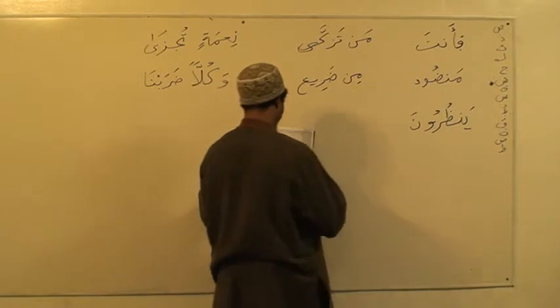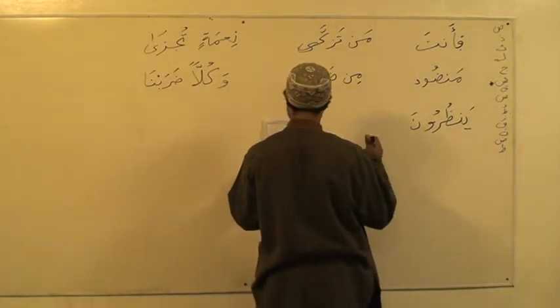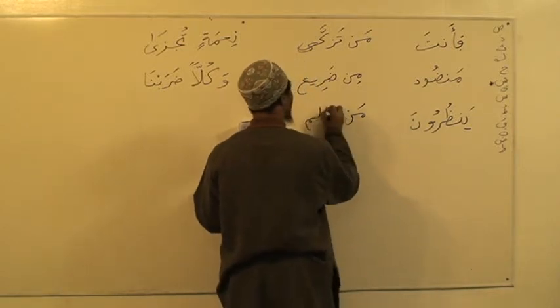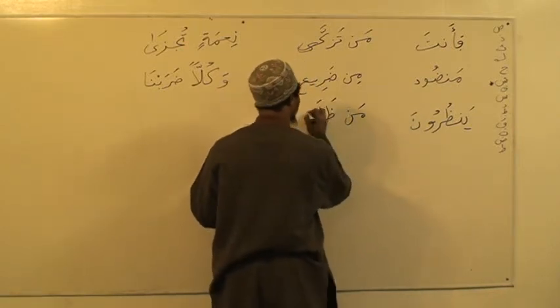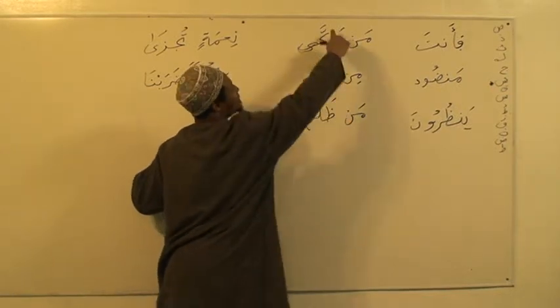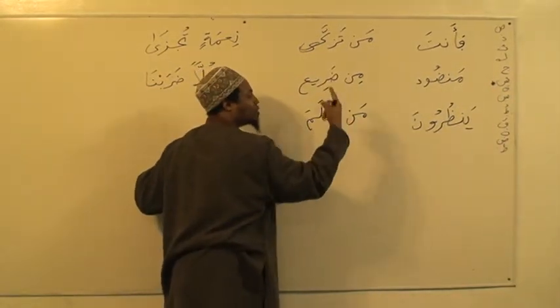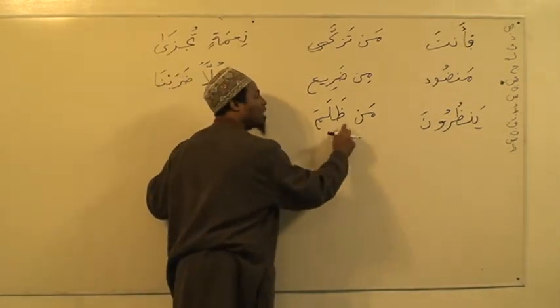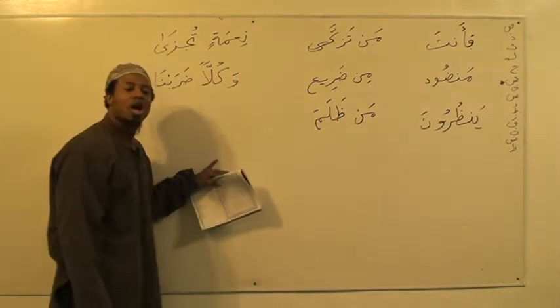The next one is قال أما من ظلم. من ظلم. Noon as-sakina comes before a dha, even though it doesn't make a difference if the letter is moving. If any of the noon as-sakina or tanween comes before a letter of ikhfa, then you don't pronounce that noon. You say man zalama.